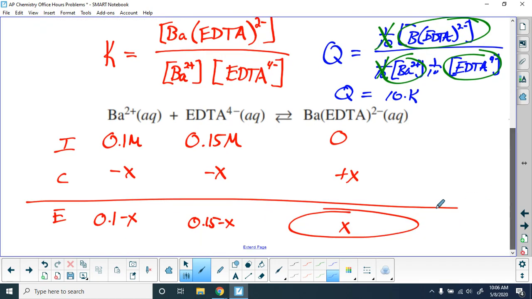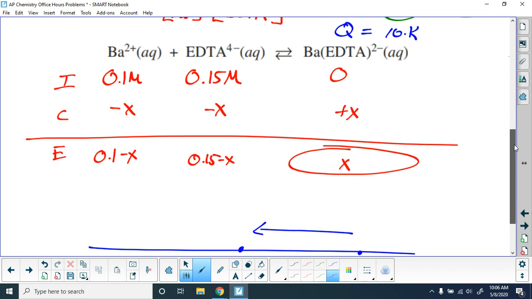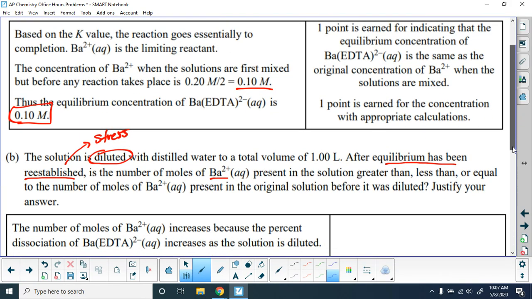So what does that look like on a number line? It's a great way to remember what direction it shifts. Put K on there. Q became 10 times my K value. So Q is way over here. We have to shift to the left to reestablish equilibrium if we dilute it. So if I shift to the left, I'm going to produce more barium ions than I would have originally had in my non-diluted solution. And that would be your justification and your answer. So you should say, we're going to have more.